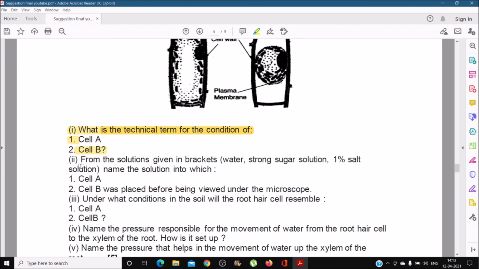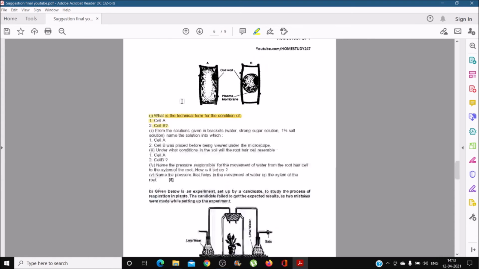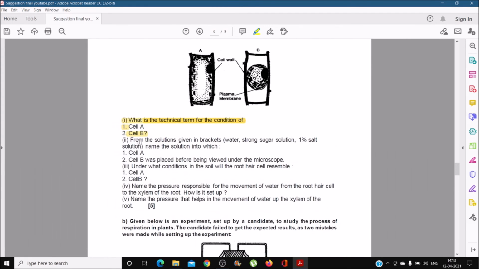Now, from the solutions given in brackets, water, strong solution, 1% salt solution, name the solution into which cell A and cell B were placed before being viewed under the microscope, where cell A and cell B are kept. In which solution? Number 3.